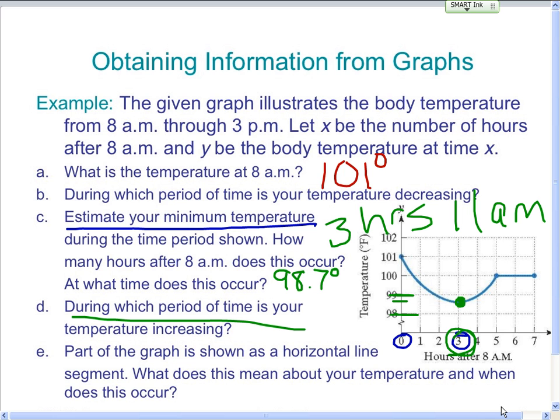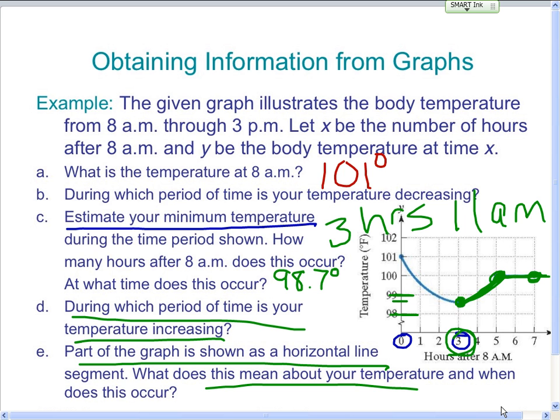During which period of time is your temperature increasing? That means it's going up. We're going up from here to here, so between 3 and 5 hours after 8 a.m. Part of the graph is a horizontal line. What does this mean about the temperature? Well, it stays the same. And when does it occur? Between 5 and 7 hours after 8 a.m.